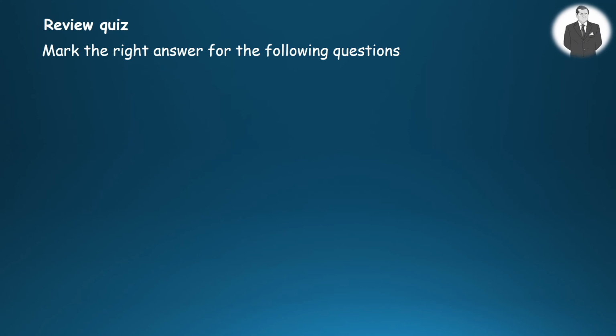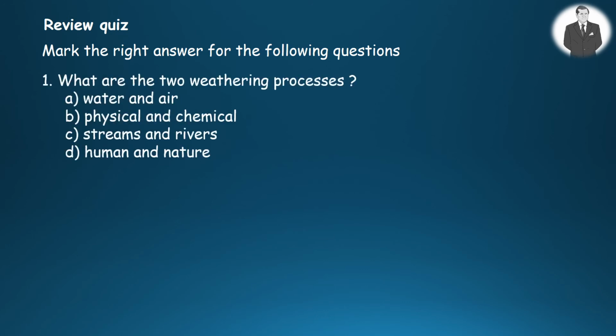Now then, shall we recap what we have learned so far with a review quiz? All you do is to mark the right answer for the coming up multiple choice questions. The first one, what are the two weathering processes? Yes, it is B, physical and chemical.